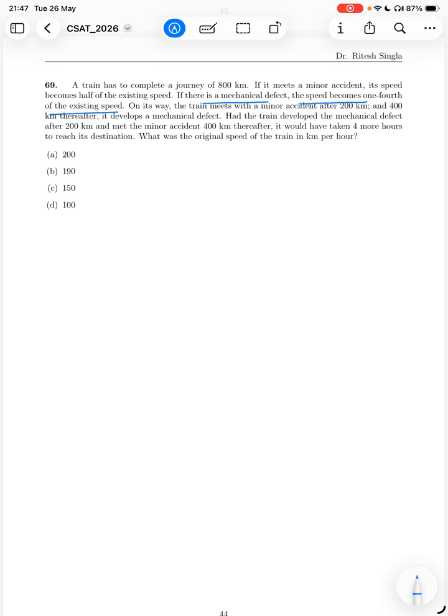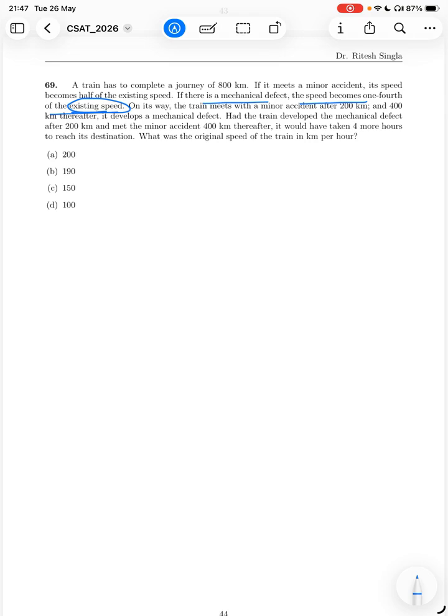So, for example, if the train met with an accident first and then a technical failure, from the accident it will go to one half. So 800 upon 2, the speed will be 400. But due to mechanical failure, it will be 400 by 4. That is, the speed will be reduced to 100 km per hour, not 800 upon 4. That should be taken into picture. Here they are saying existing speed.